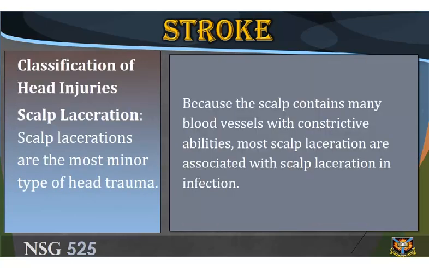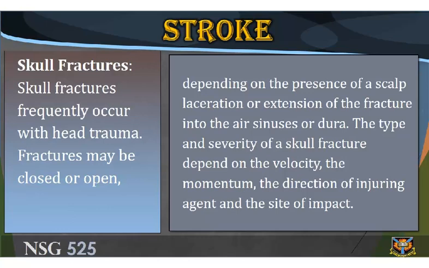Classification of head injuries. Scalp laceration. Scalp lacerations are the most minor type of head trauma because the scalp contains many blood vessels with constrictive ability. Most scalp lacerations are associated with a risk of infection. Skull fractures. Skull fractures frequently occur with head trauma. Fractures may be closed or open, depending on the presence of a scalp laceration or extension of the fracture into the ear, sinuses, or dura.